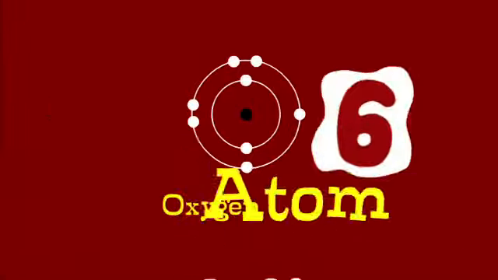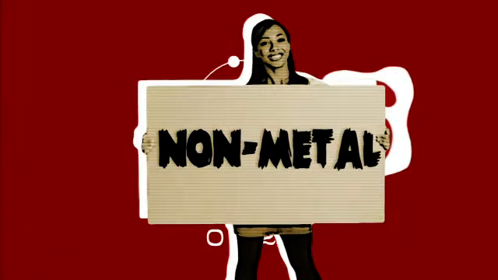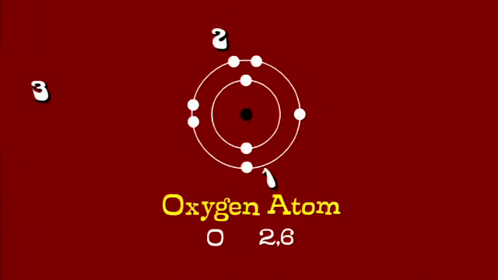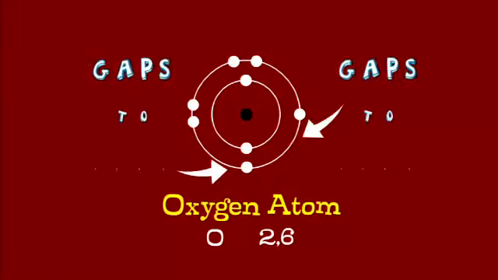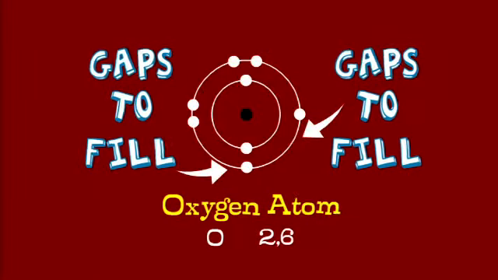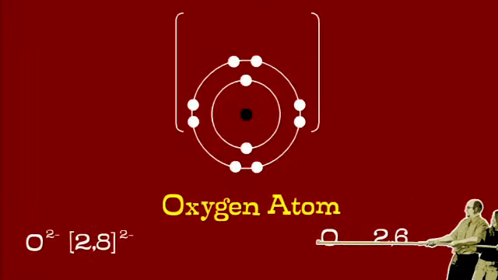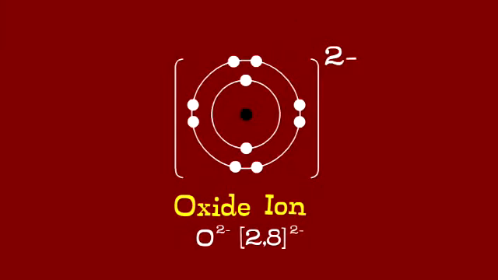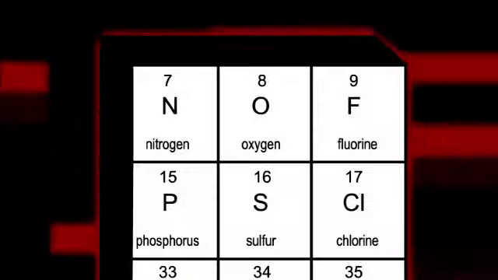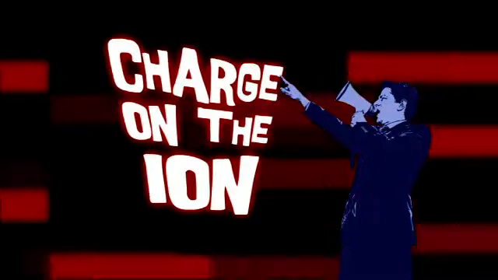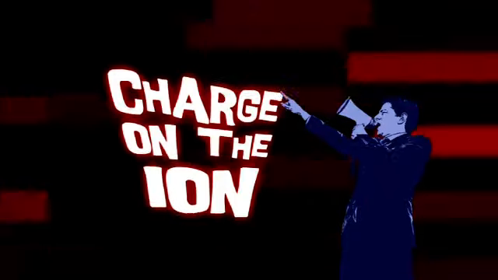Oxygen, in group 6, is another non-metal, with 6 electrons in the highest energy level. So to make it up to 8, an oxygen atom is going to gain 2 electrons to become an oxide ion. The oxide ion has a 2- overall charge. The position of the non-metals in the periodic table tells you how many electrons they need to fill their highest energy level, which tells you the charge on the ion.